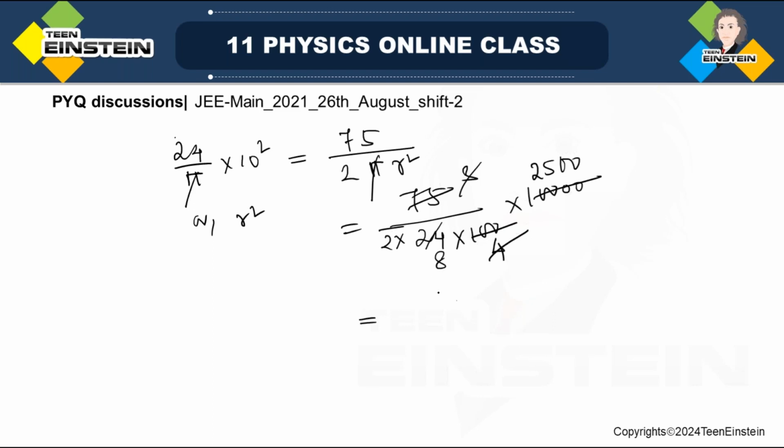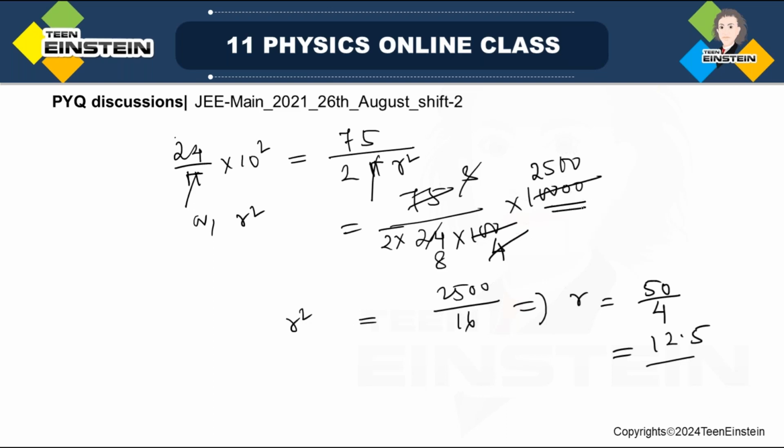Then you get 2500 divided by 16. This is r square. This will give you 50 by 4. So this will actually give you 12.5. I think this is the correct answer, because I was multiplying just 100, but I have to multiply by 100 square for centimeter square. So that was the mistake I was making.